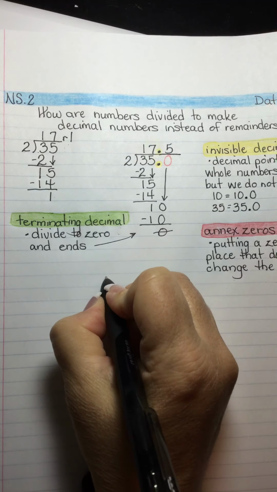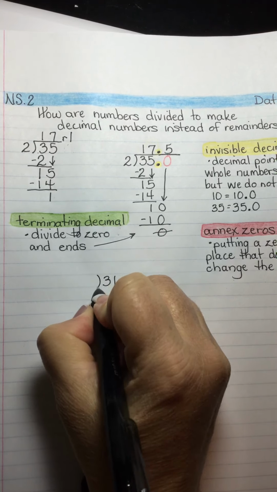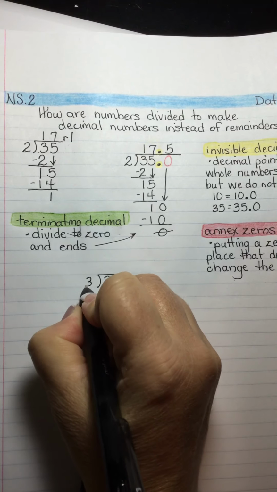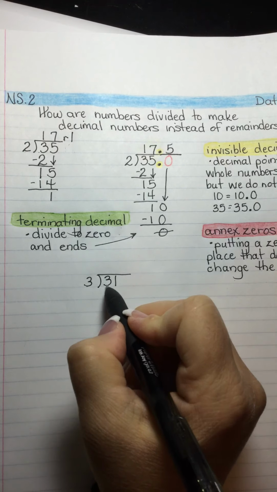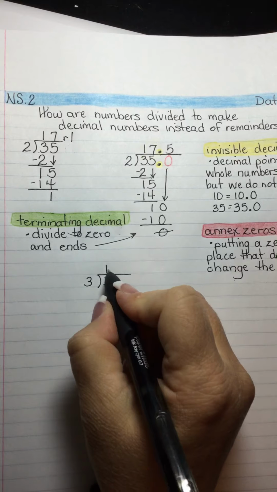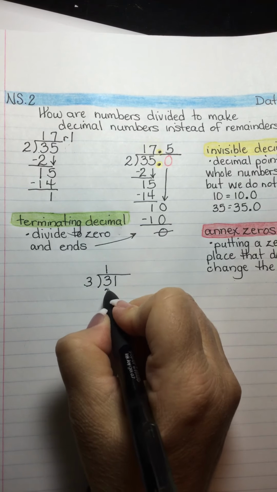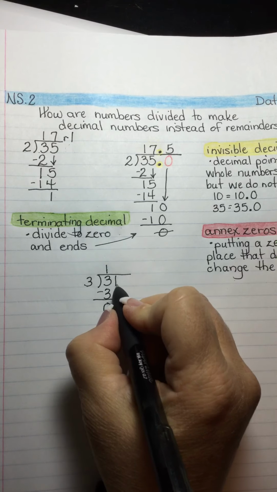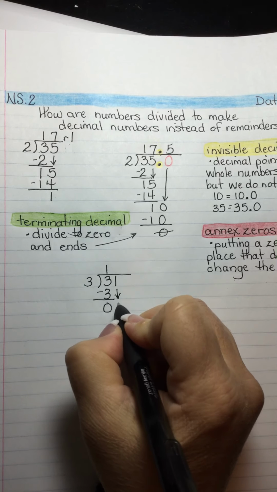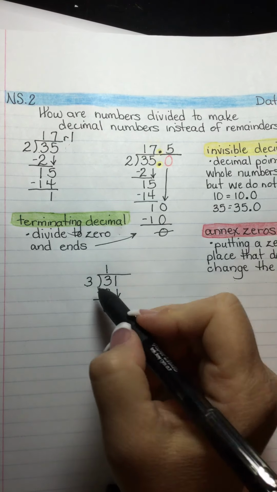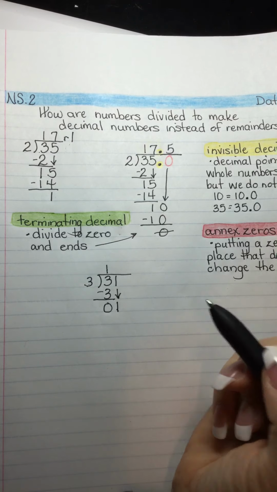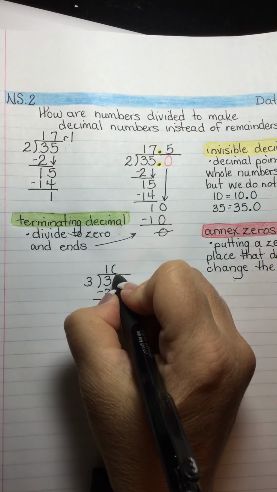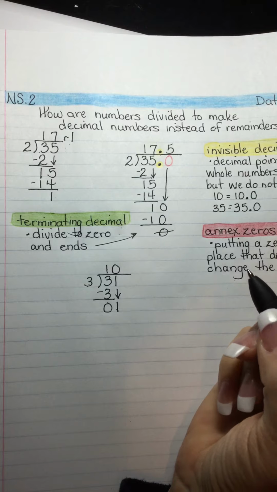I'm going to go right here. Three goes into 3 one time. 3 times 1 is 3. Subtract, and I get 0. I still have a 1 in this number, so I'm going to bring that down. Can 3 go into 1? No, it cannot. So we're going to put a 0 there.